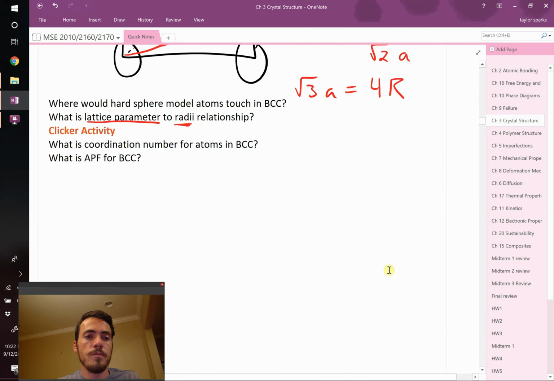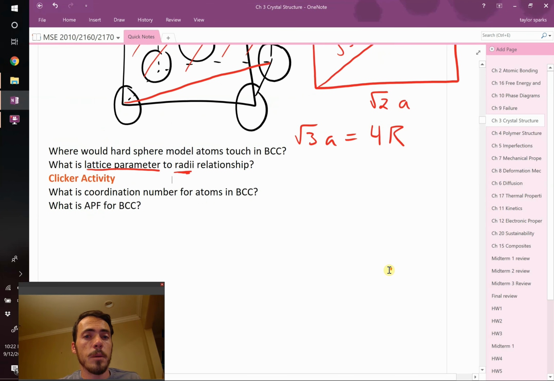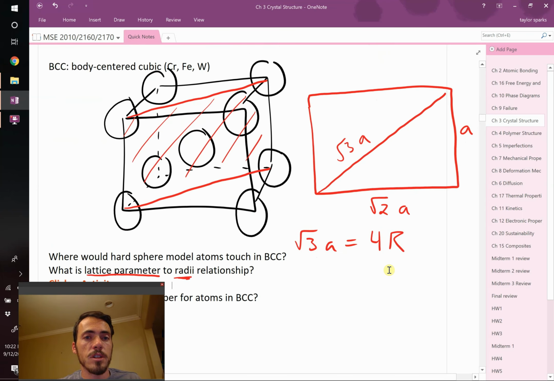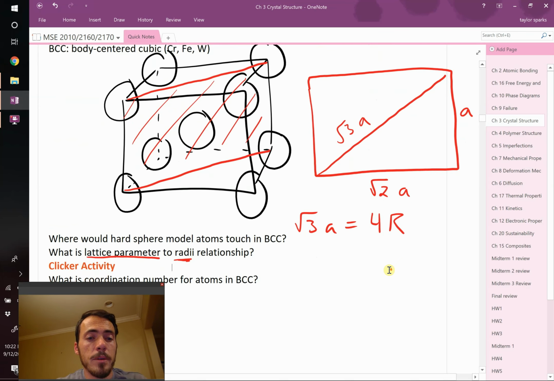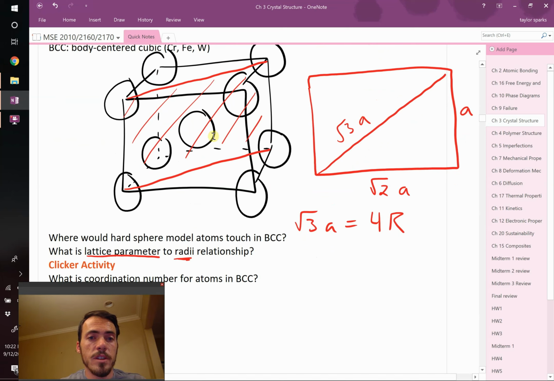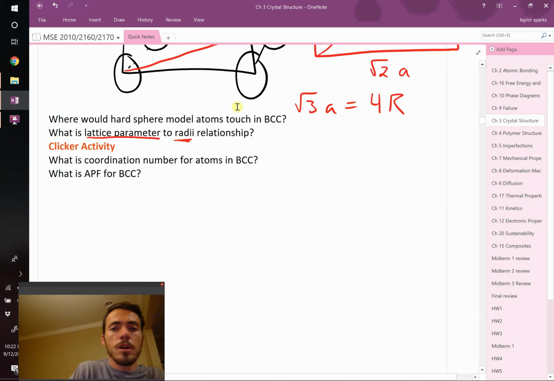Okay. What do you think is the coordination number of atoms in body-centered cubic? So the next clicker question, what is the coordination number here? Okay, I hope that was easy to see that it's 8, right? You've got this one in the center, and it's clearly equally close to these 8 atoms, and there's nothing else that we could draw that it's equally close to. So the coordination number is going to be equal to 8.